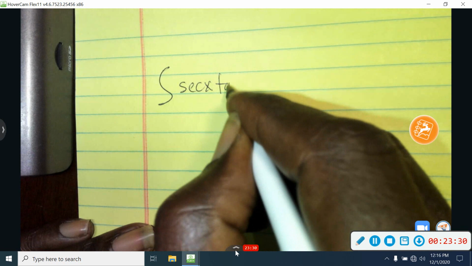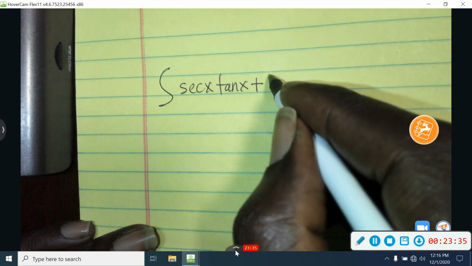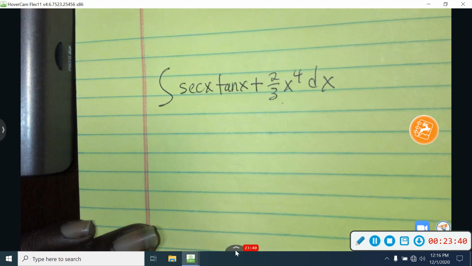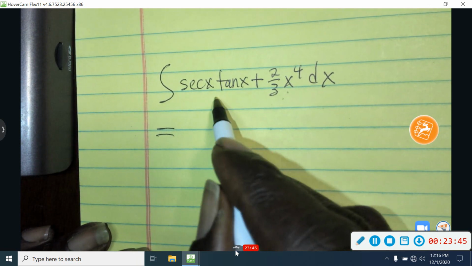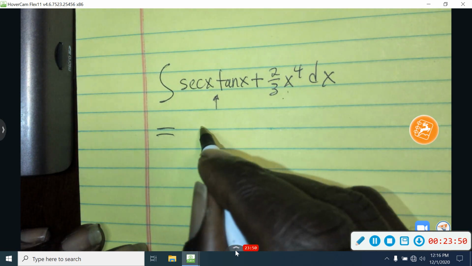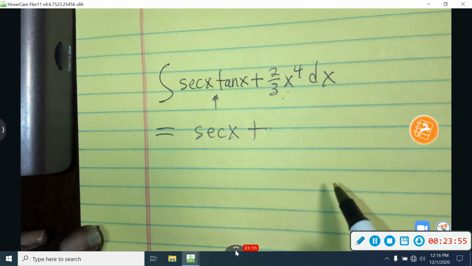Let's do another one with some trig functions. How about this one? The indefinite integral of secant x tangent x plus 2/3 x to the 4th. How about that? Again, the integral comes to the sum. When the integral hits the secant x tangent x, what differentiates to be that? Secant x. So don't take the derivative, do the derivative in reverse.